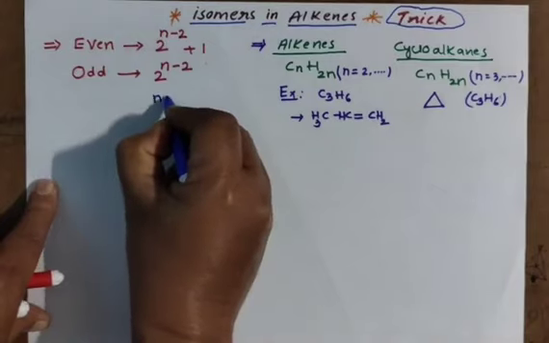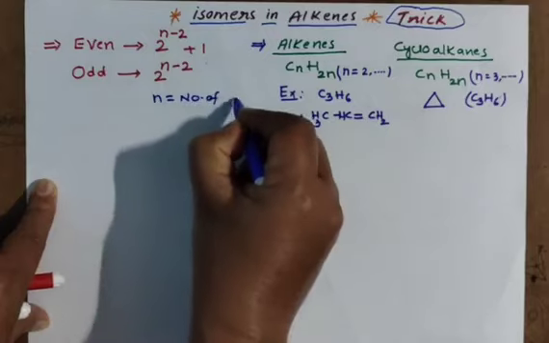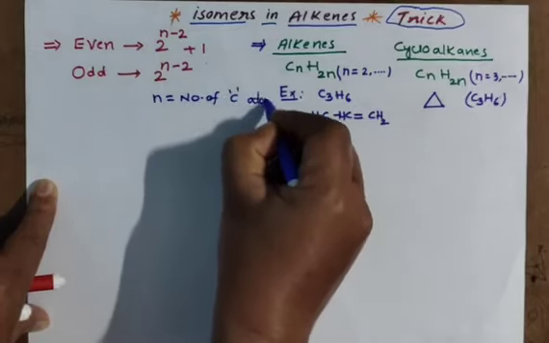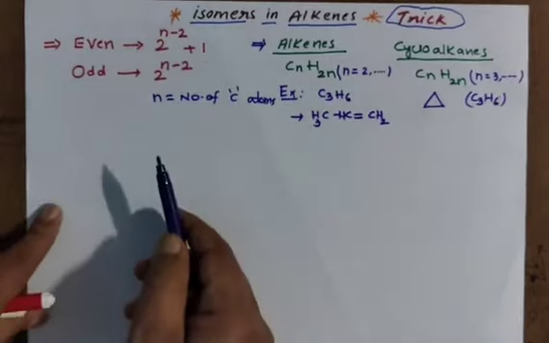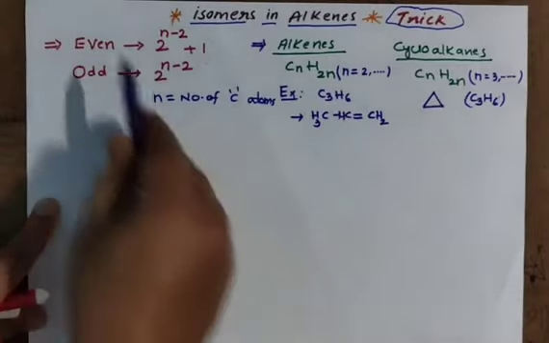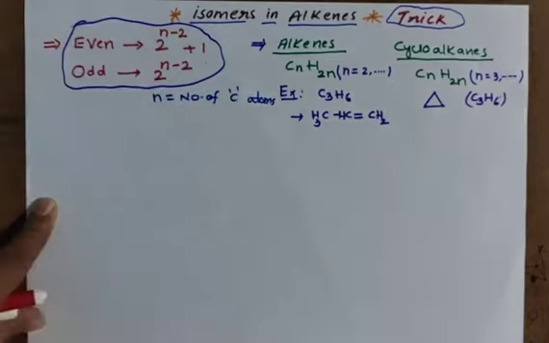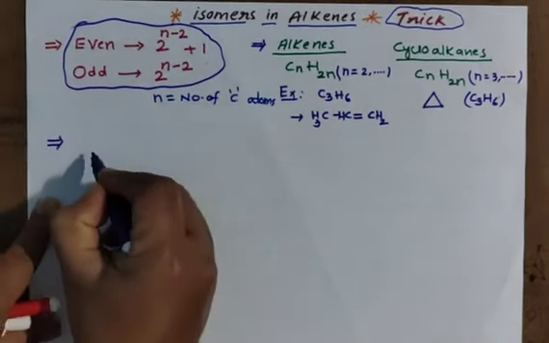Here n equals the number of carbon atoms. Clear? So if you know the number of carbon atoms, then finding the number of possible isomers is very easy. So you have to remember the simplified formula that I gave. I will prove it with some examples.